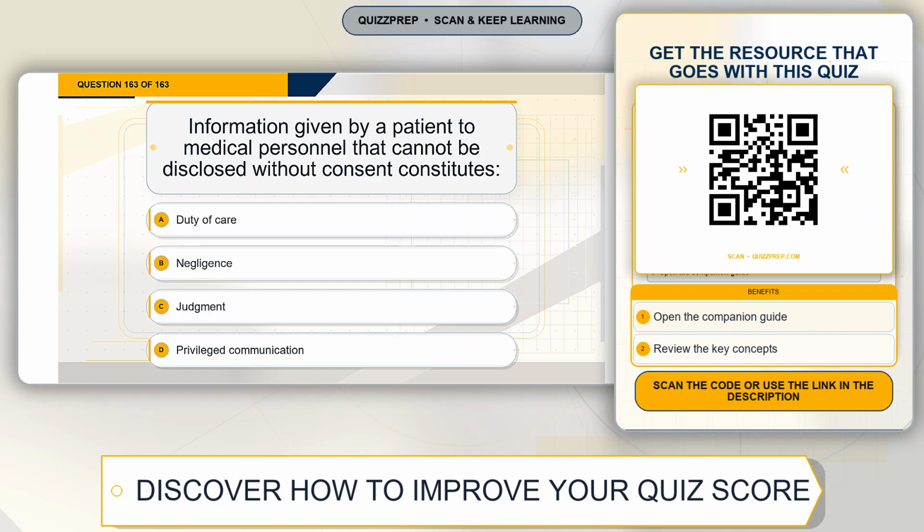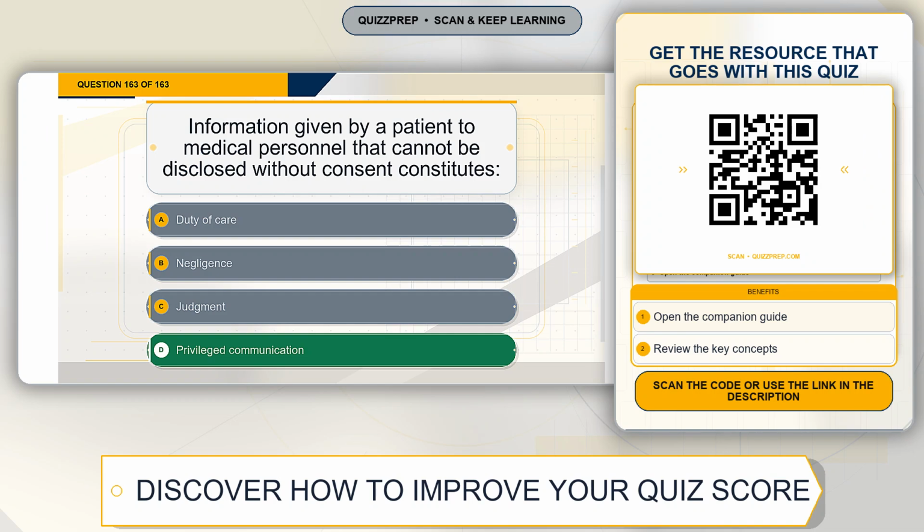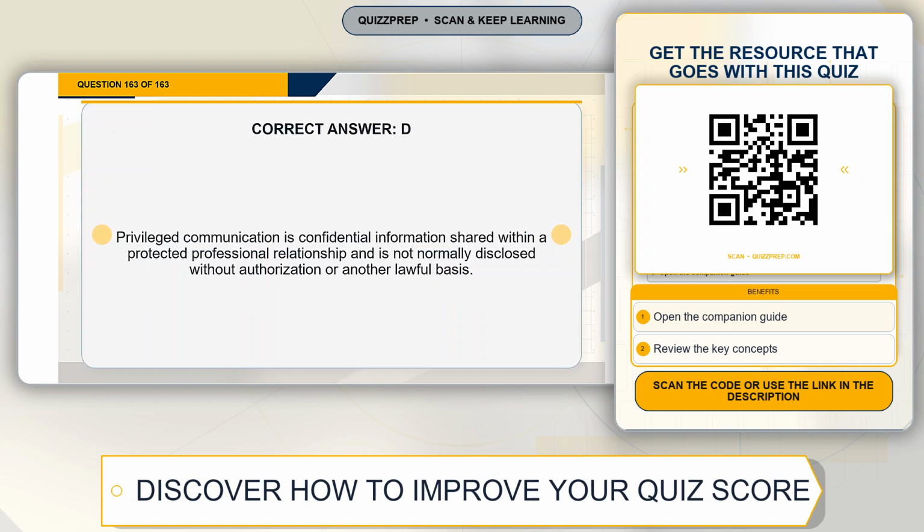Question 163. Information given by a patient to medical personnel that cannot be disclosed without consent constitutes option A, duty of care. Option B, negligence. Option C, judgment. Option D, privileged communication. The correct answer is option D, privileged communication. Explanation. Privileged communication is confidential information shared within a protected professional relationship and is not normally disclosed without authorization or another lawful basis.